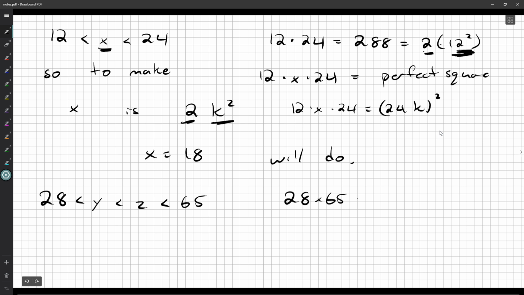28 times 65, that's 2 squared times 7 times 5 times 13. So for yz, we need to have an extra factor of 7, an extra factor of 5, an extra factor of 13, and then any other square will do. Okay, we've already got 2 squared. The 2's are paired up, but I need something to pair up with this 7, this 5, and I need an extra 13 to pair up with this one, so we can get a factor of 13 squared. Okay, so 7, 5, and 13, these are prime numbers.